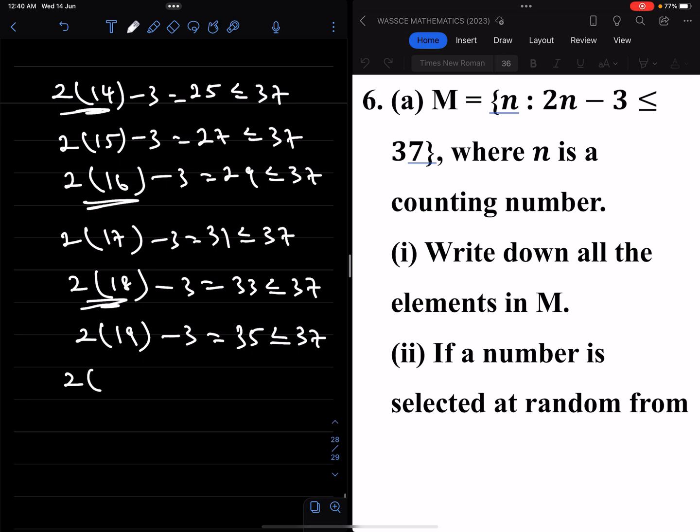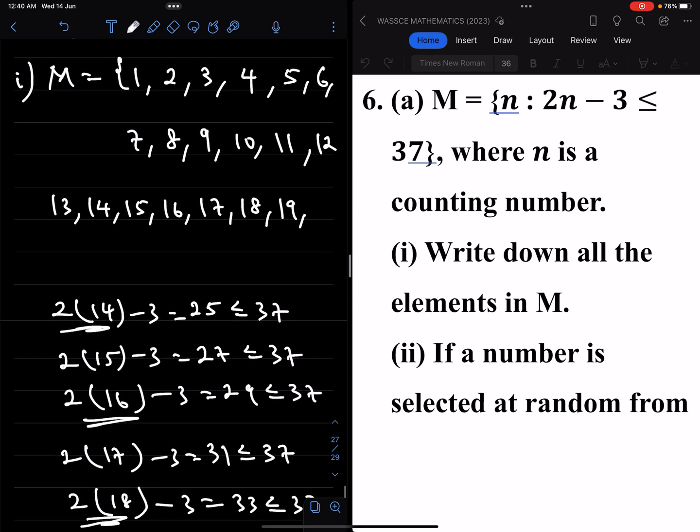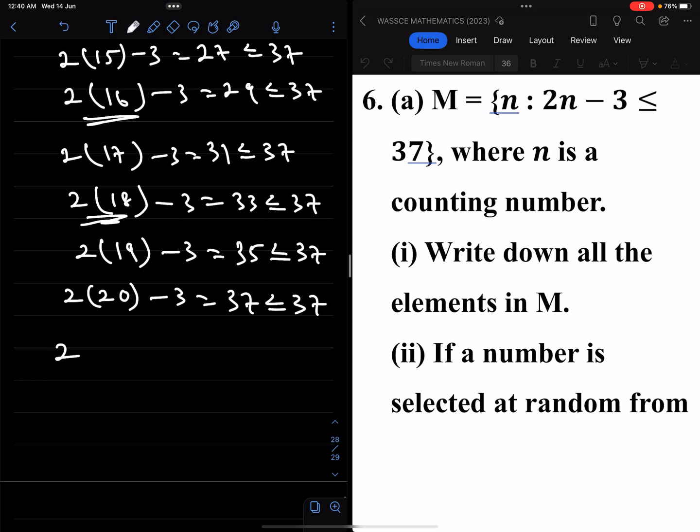We go to 20. 2 times 20 minus 3 is equal to 40 minus 3, 37, and this also satisfies the condition less than or equal to 37. So that means 20 is also an element of the set M. Now let's check a last one. Let me check 21. 2 times 21 minus 3 is equal to 2 times 21 is 42 minus 3, that's 39, and this does not satisfy the condition less than or equal to 37. So we write it this way. That means it does not satisfy the condition less than or equal to 37. So that means the last element of the set M is 20.